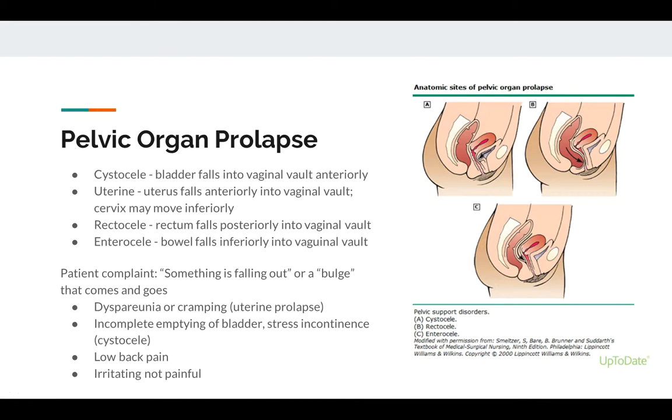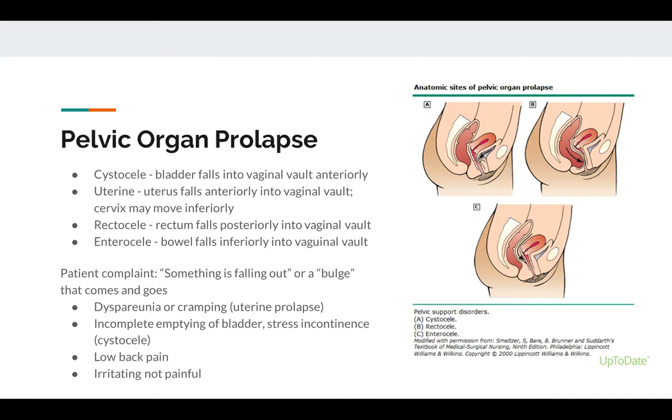Sometimes if a woman has a uterine prolapse, they will actually see the cervix protrude from the vagina. The primary feature of the history will be that a woman complains that something is falling out of them or they have a bulge that comes and goes. There are some other associated symptoms, for example, painful intercourse, bladder concerns, low back pain. Women will typically describe this as irritating rather than painful.